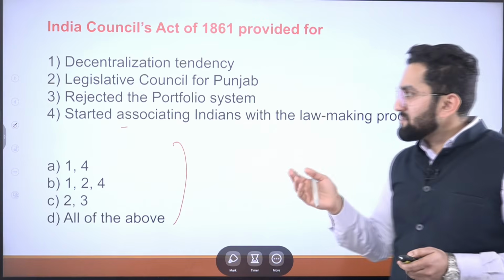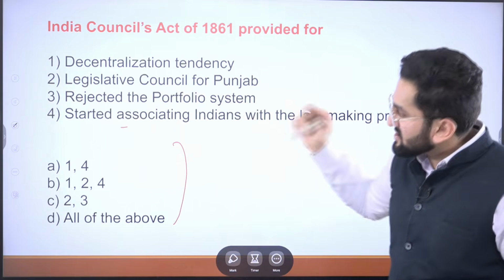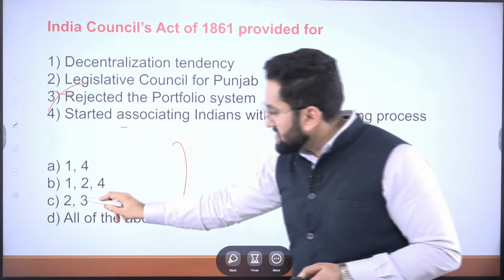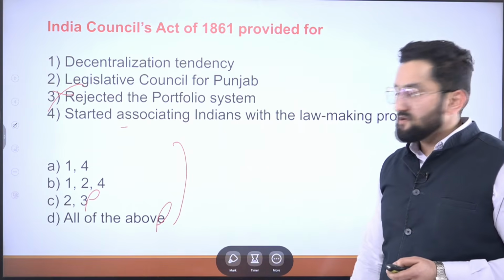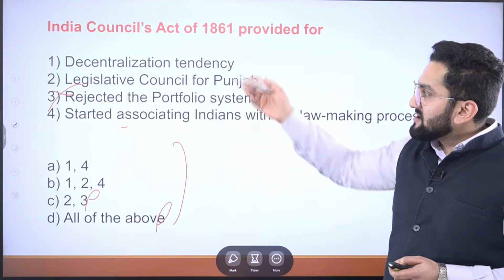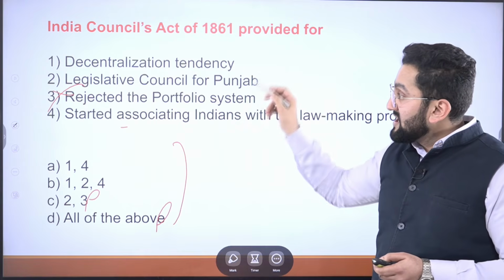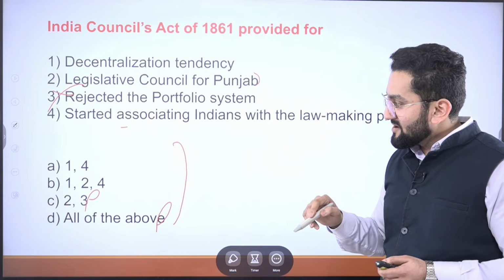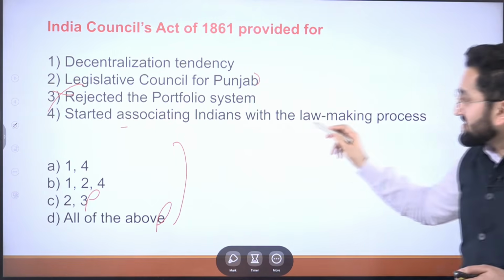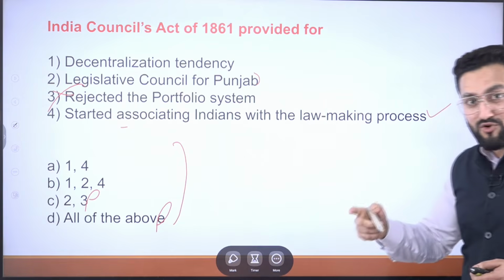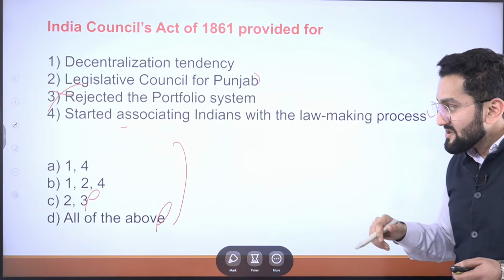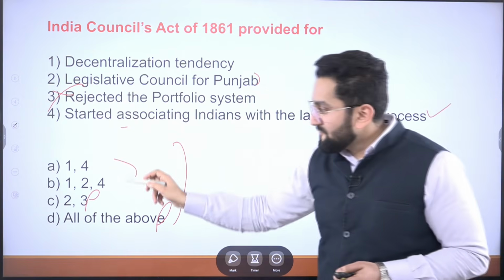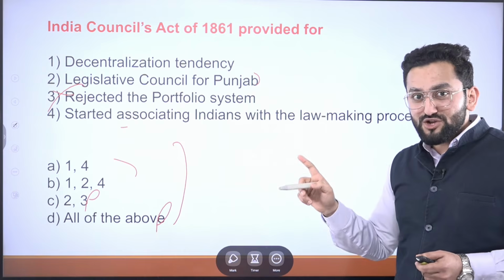For example, you have gained the understanding that the portfolio system was introduced. So how can this be true? Reject it. So this is no, right? Decentralization tendency, we already know. What you don't know is whether the Legislative Council of Punjab was introduced or not. And started associating Indians with the law-making process. This is also correct. I've already told you this was the whole purpose of Lord Canning. So 1 and 4, these two are mentioned, right?